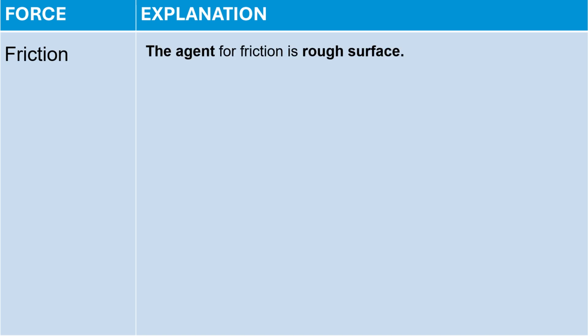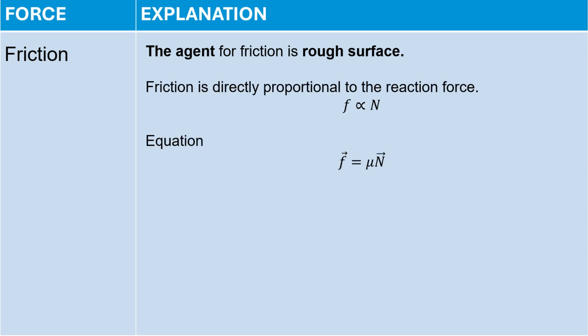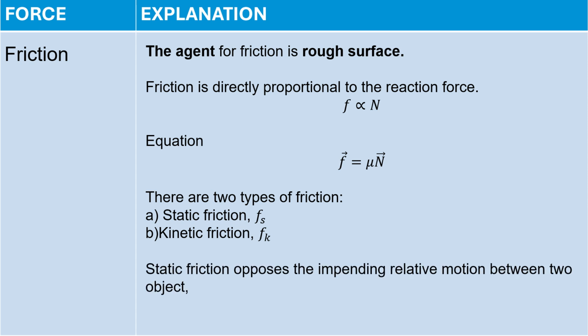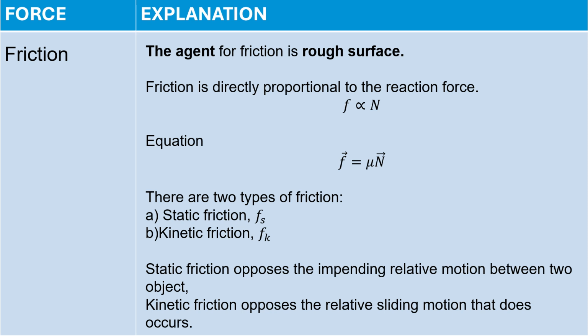Friction force is a force that stops things from sliding. It depends on how rough the surface is. The agent for friction is the rough surface in contact with the object. Friction is directly proportional to the normal force. There are two types of friction: static friction and kinetic friction. Static friction opposes the impending relative motion between two objects. Kinetic friction opposes the relative sliding motion that thus occurs.